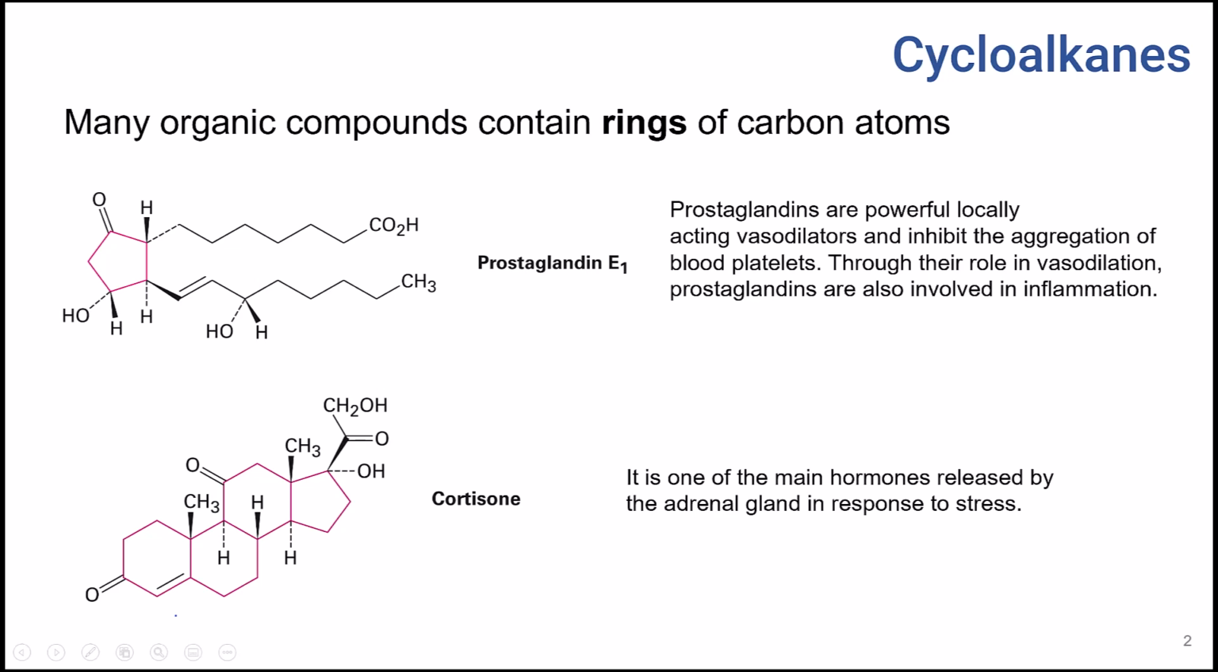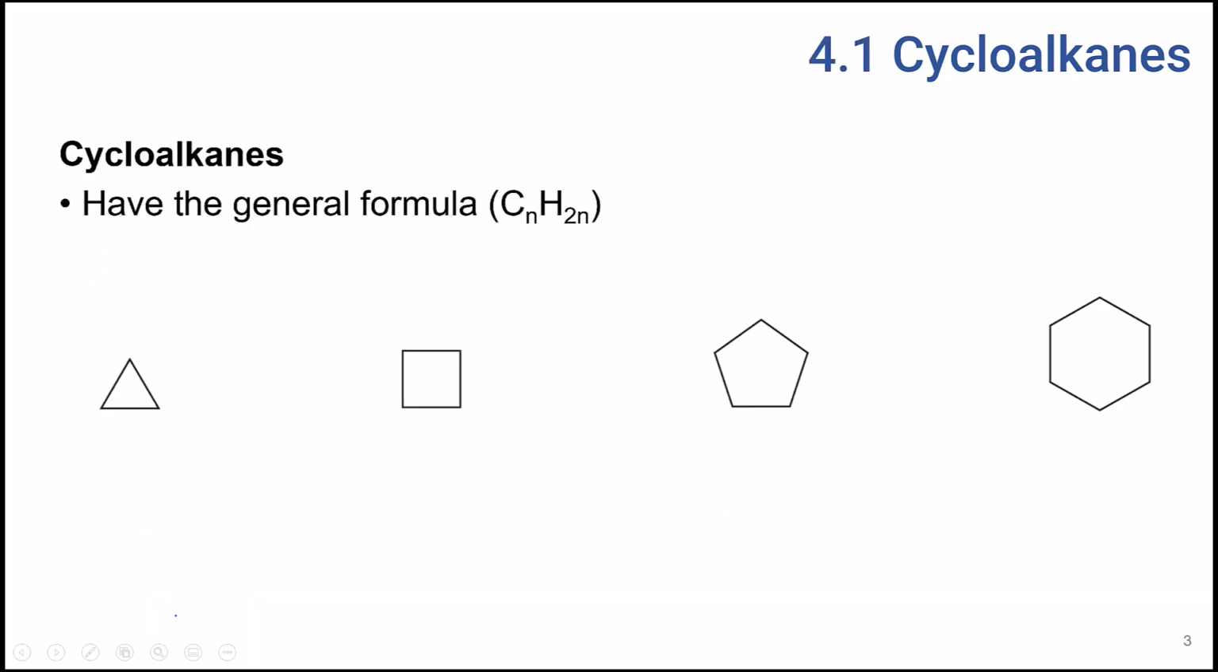Cortisone is one of the main hormones that are released by the adrenal gland when we are stressed out, which you may be right now thinking about organic chemistry. Cycloalkanes are saturated cyclic hydrocarbons. They have the general formula of CnH2n, where n equals the number of carbons. So if we had a 4-membered carbon ring, it's going to have 2 times 4 or 8 hydrogens.